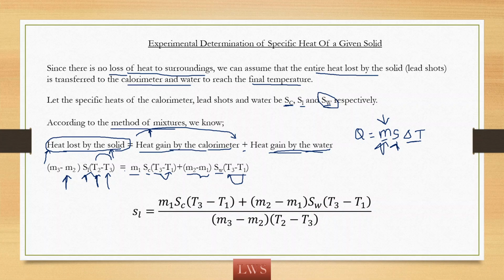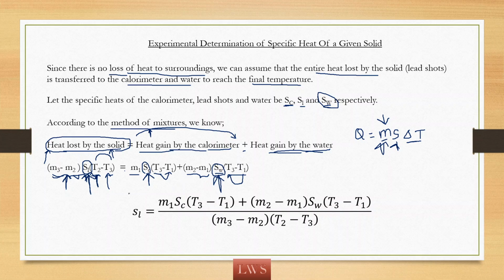So here we have every value recorded while we are doing this activity. We have M3, we have M2, T2, T3, everything we have. Here what we don't know is SC, SW, SL. SL is our requirement. Our aim is to calculate SL. So we don't know SL. SC is the specific heat of calorimeter, that is nothing but our copper calorimeter. So we'll be going for the value of copper, and we are substituting here SW, that is specific heat of water. What is the specific heat of water? 1 calorie per gram degree Celsius.